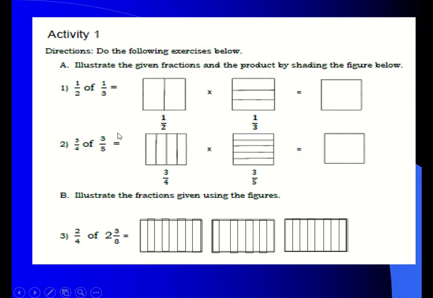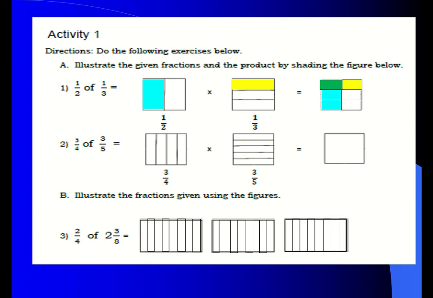So, for activity 1, illustrate the given fractions and the product by shading the figure below. For example, 1/2 of 1/3. Ito yung 1/2, may shade na. Yung 1/3. Paano ba magiging product niya? Ito yung 1/2, then ito yung 1/3. Alin ba yung double shaded? Ito yun. Ganyan nyo ipagagawin yung activity 1. May sagot na kayo sa number 1, ha?